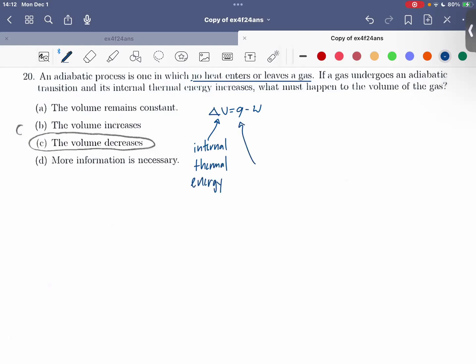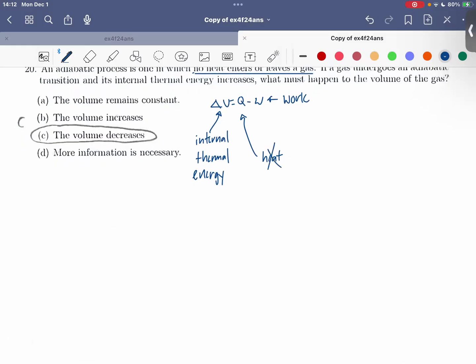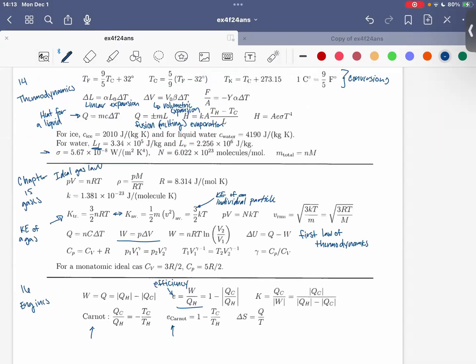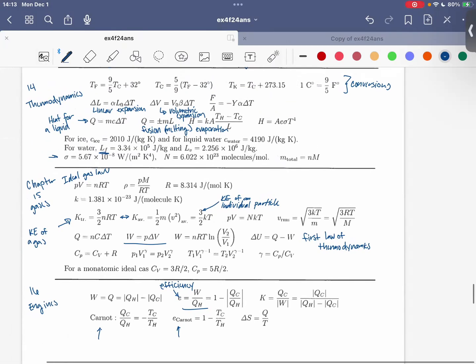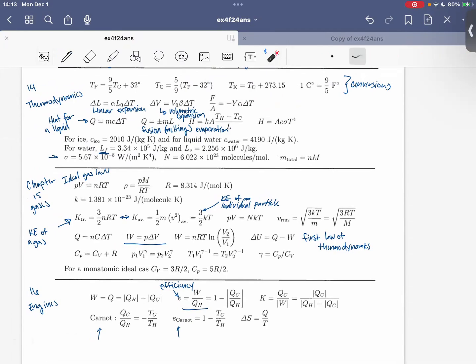Q is equal to heat. I guess that actually should be capital Q, right? So Q, and this is equal to work. Okay, so if we're saying no heat enters or leaves the gas, we're just saying delta U is equal to negative work. And if you also look at your formula sheet, you'll see work is equal to pressure times change in volume. Yeah, it's right here.